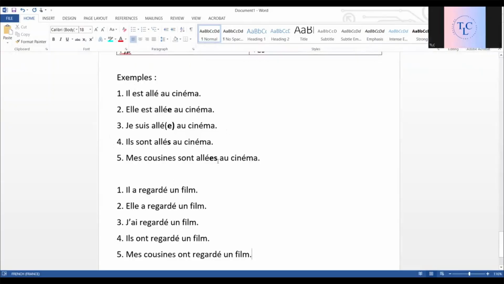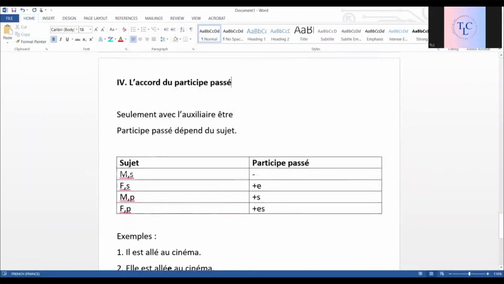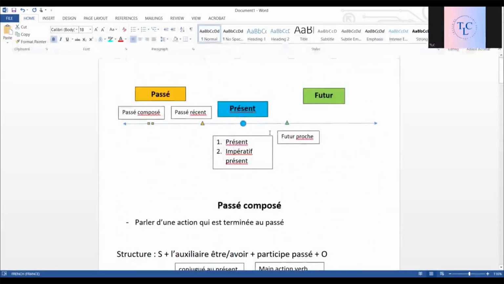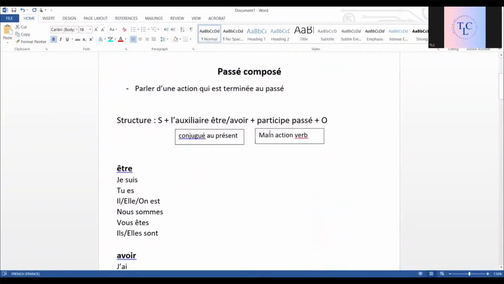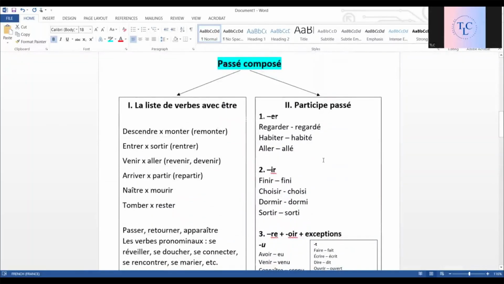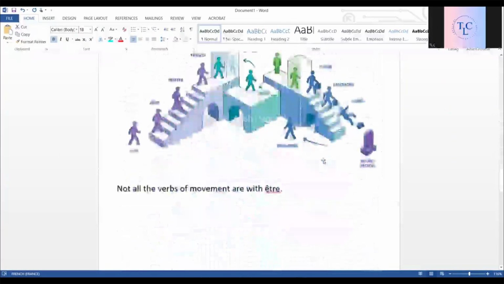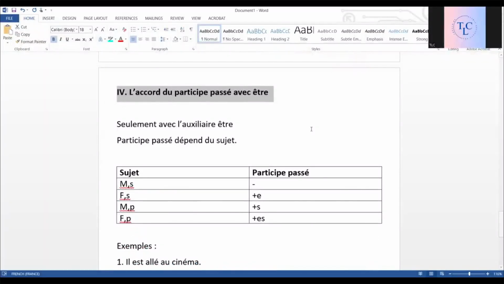Okay, so this rule of participe passé depending on the subject is only for être. Okay, l'accord du participe passé avec être. That completes our passé composé. Okay, yes. So it might seem complicated, but it's not if you follow this structure and you memorize the verbs with être and participe passé. Okay, and then l'accord is a small rule. Okay, j'espère que vous avez tout compris.